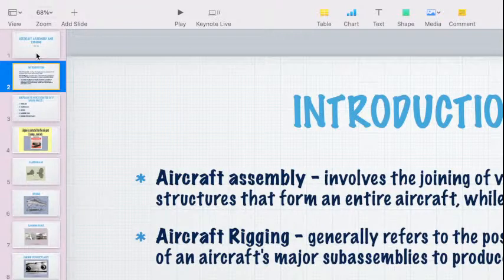Aircraft assembly involves the joining of various components and structures that form an entire aircraft, while aircraft rigging generally refers to the positioning and alignment of an aircraft's major subassemblies to produce a synergistic design. So I have a little example written here for you. Airplanes are typically fabricated in a number of major subassemblies. These subassemblies include the fuselage or main body of the aircraft, an empennage, also known as the tail section. We have wings, the landing gear, and an engine section, also known as our power plant.